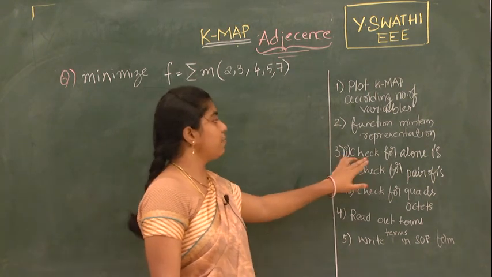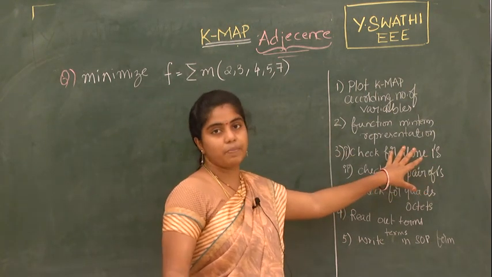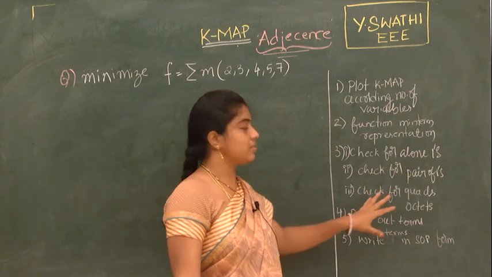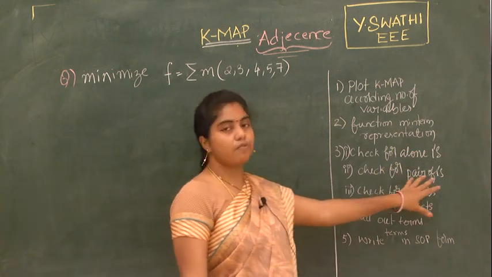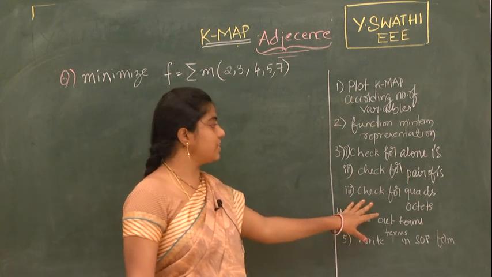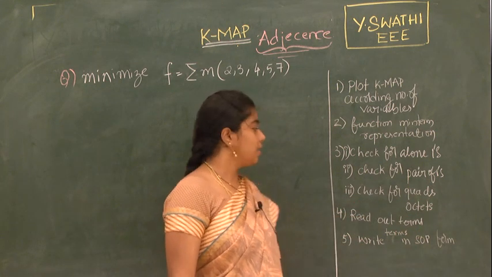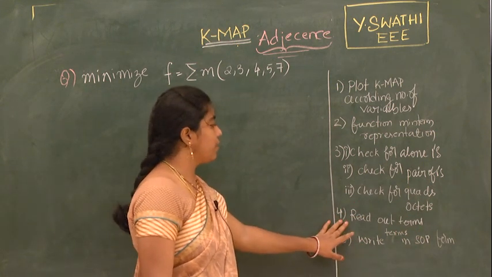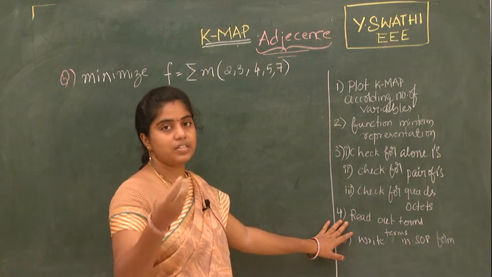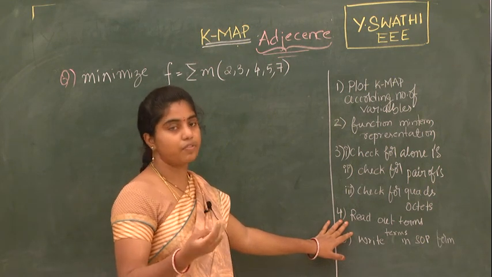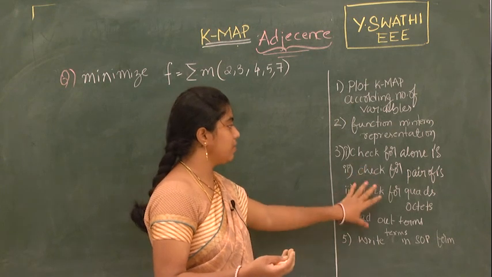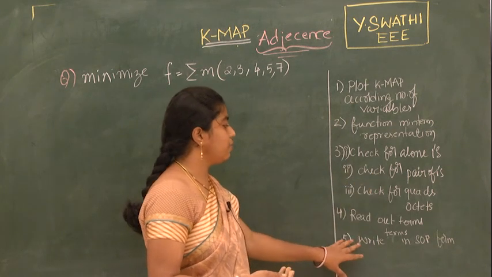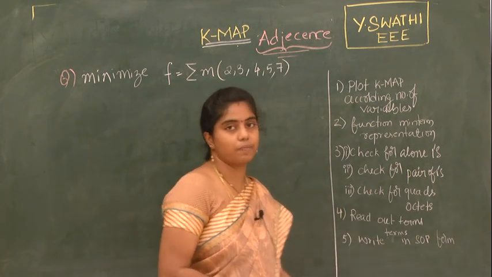So we will first check the ones which are alone, which cannot be paired with any other ones. And then we will check for the pair of ones. And after that, we will check for quads and octets. And then in the last, we have to read out the terms from the paired groups. And then we will write those terms in SOP form.